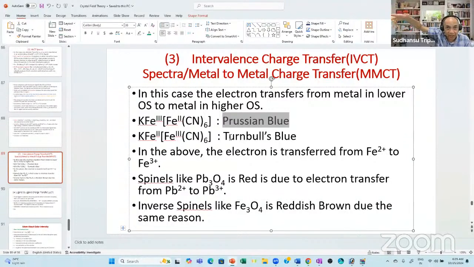Multiple spectra are there. In cyanide complexes, undoubtedly MLCT and LMCT are there in the UV region. But the color that we see, Prussian blue, is not due to LMCT, it is due to MMCT or IVCT. That is the metal to metal charge transfer. That falls in the visible region, right? Similarly, the red lead, which is red in color.